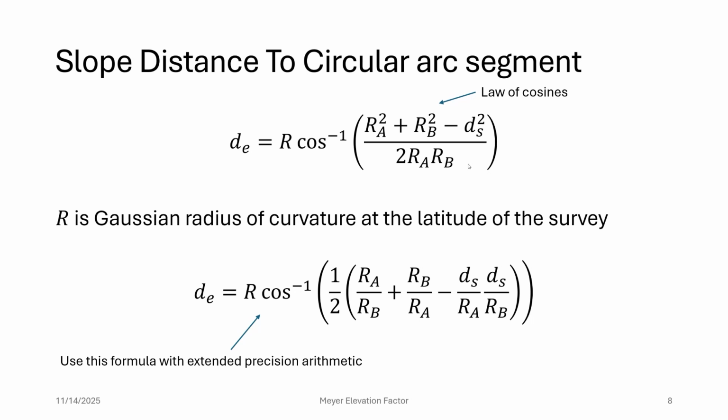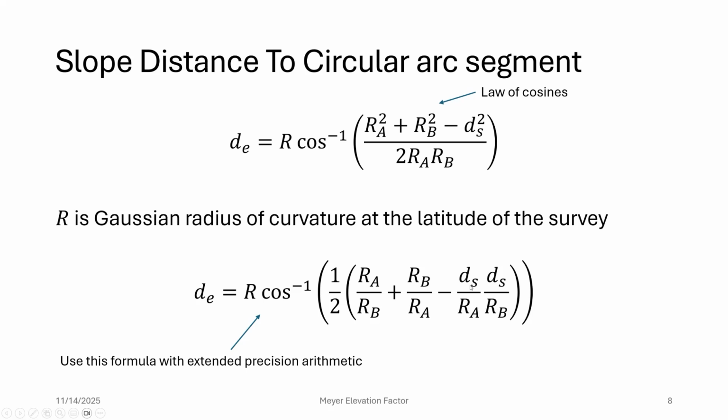So let's do a little bit of algebra. We can split the argument to the arc cosine apart and write it as you see at the bottom. So RA divided by RB, that's close to 1. RB over RA, also close to 1. The term that we're subtracting, we do not multiply the DS's together to get D squared and then the RA times RB because that would be squaring these two large numbers.